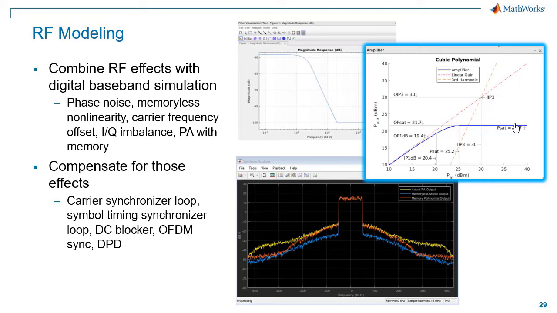Now, nothing in life is ideal. The RF circuitry adds distortions and nonlinearities. You can see here phase noise, carrier frequency offset, and IQ imbalance, and those affect the performance.